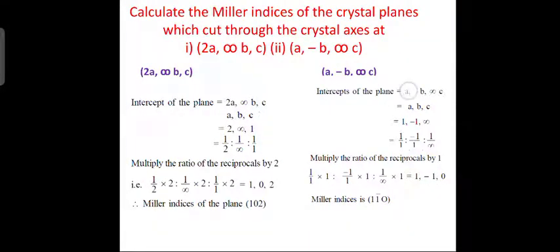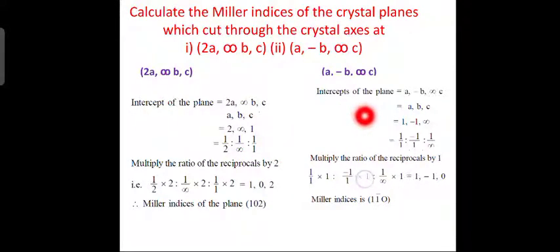Now next slide. Calculate the Miller indices for the crystal planes which cut the crystal axes at 2a, infinity b, c, and a, minus b, infinity c. The intercepts of the first plane are 2a, infinity b and c, so in units of a, b, c they are 2, infinity and 1. Take the reciprocal: half is to 1 by infinity is to 1 by 1.